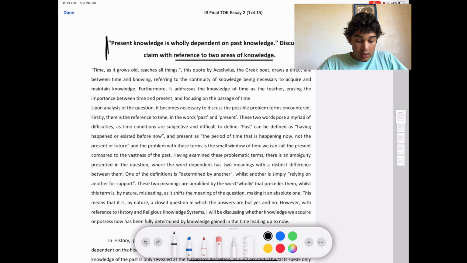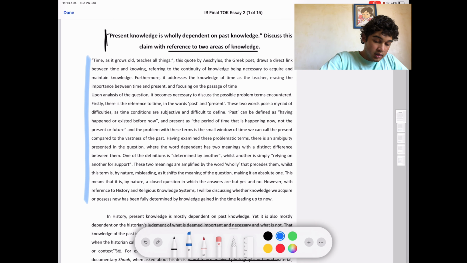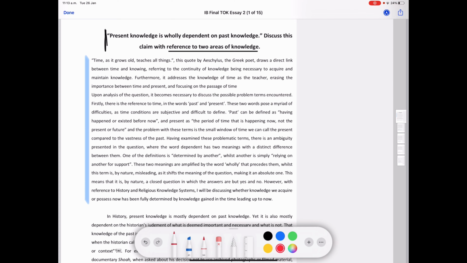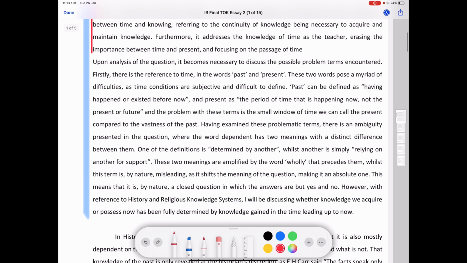And yeah, let's break down the introduction, which is from here all the way down here. So it's a really long introduction. And basically, it can be divided in 3 parts. You have the introduction to my essay itself. You have the breaking down of the question, I mean. And then you have the more or less signposting of what I'm going to be doing in this essay.